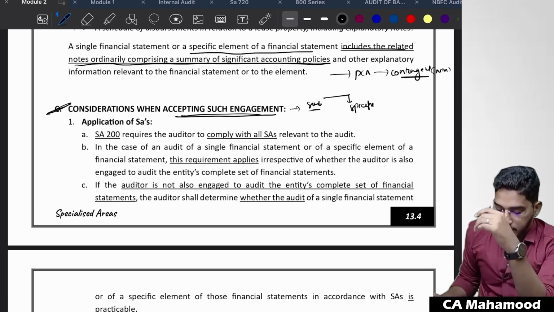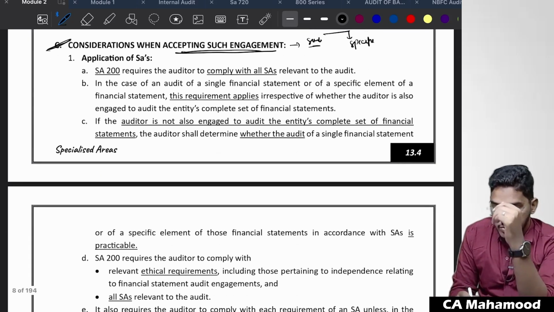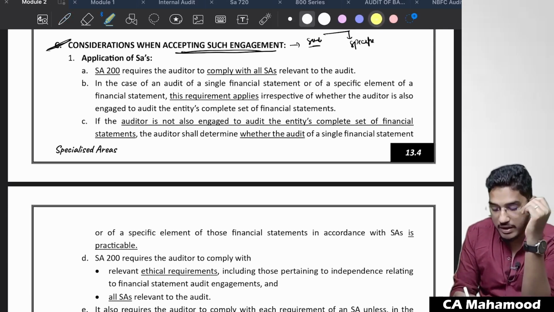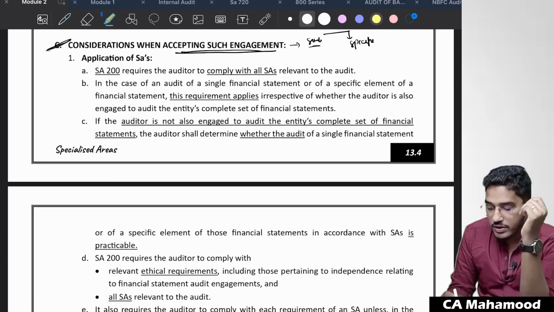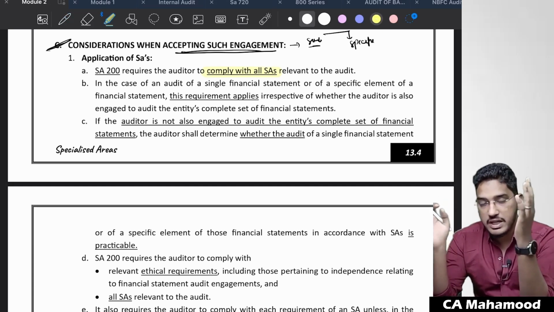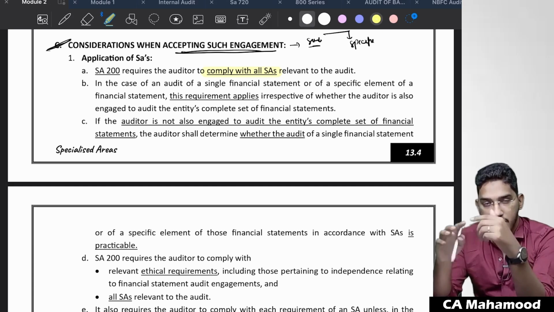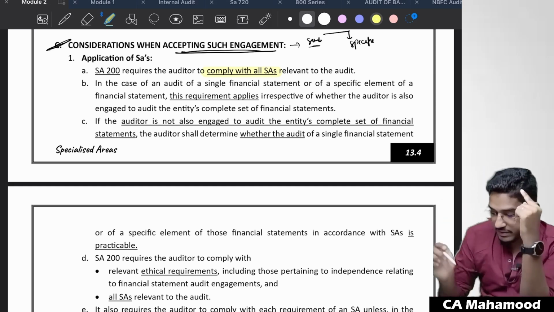Let us see. First of all, you need to apply some standards. What standards do we have to apply? SA 200. All this I have already summarized. Now we have to start reading that in an elaborated manner. SA 200 requires the auditor to comply with all standards relevant to the audit. So when you are accepting such an engagement, you have to make sure that whatever standards are applicable for this particular client, you comply with all the relevant standards.